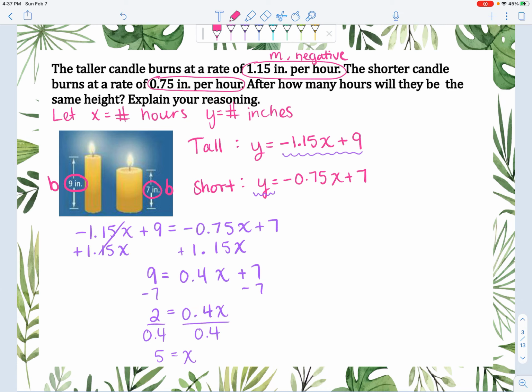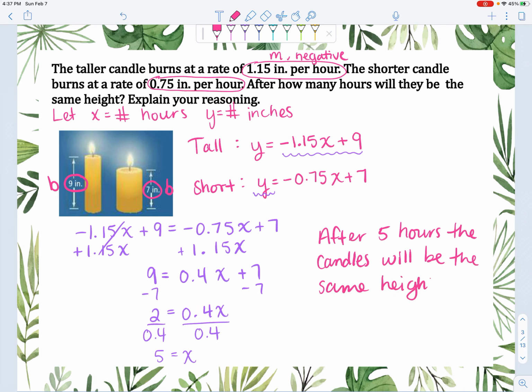So it says, after how many hours will they be the same height? So I'm going to write it in words. After 5 hours, the candles will be the same height. So we didn't even need to find the y. So just something to keep in mind when you're doing a word problem. Read the question carefully. Sometimes you don't have to find both variables. Sometimes you only need one.